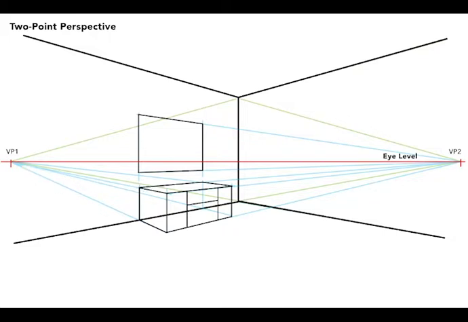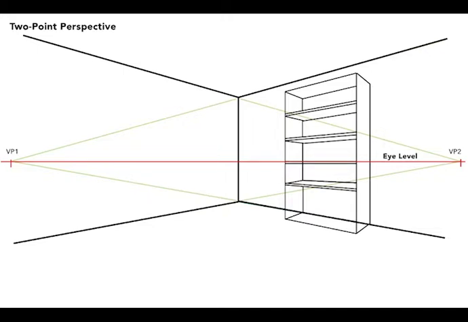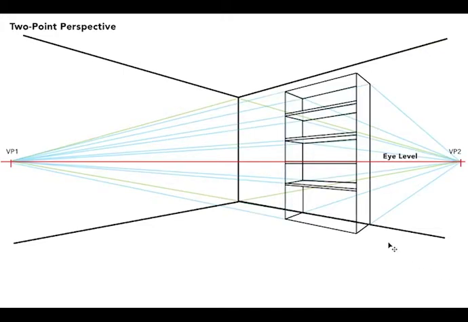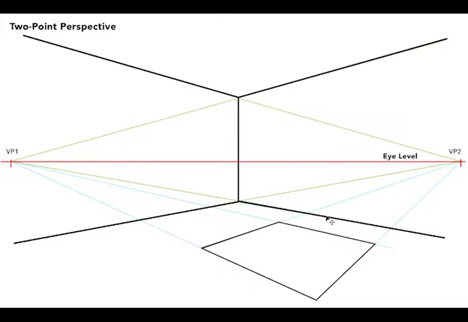Let's take a look at the other items in this room. Let's look at the bookcase. Similarly, the bookcase has lines that converge at VP1, and on the right, these lines converge at VP2. How about the rug? Let's look at the rug. So the rug is very simple. Just has a couple of lines that go back to VP2 and VP1.